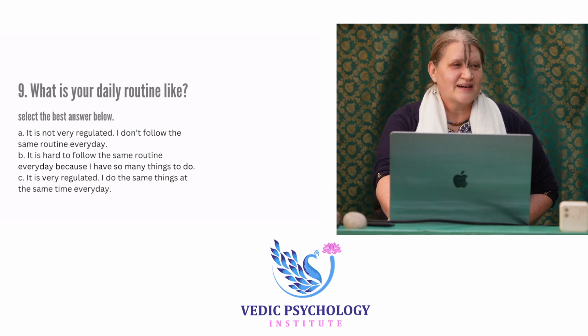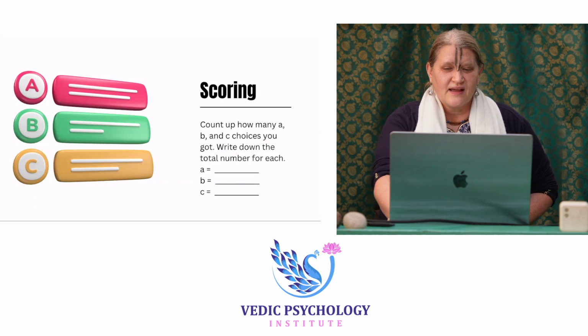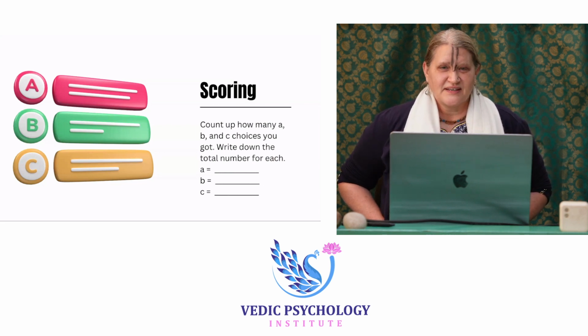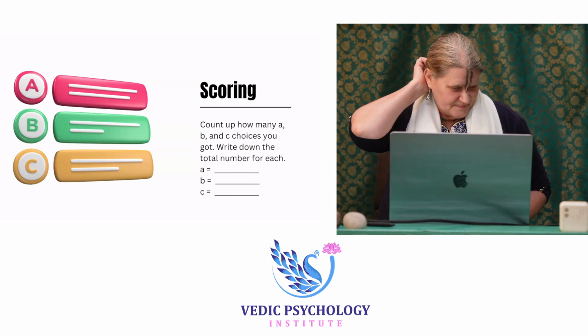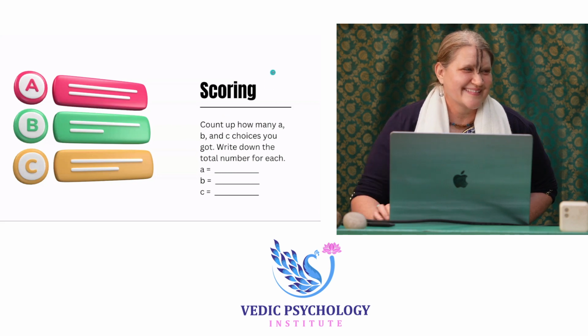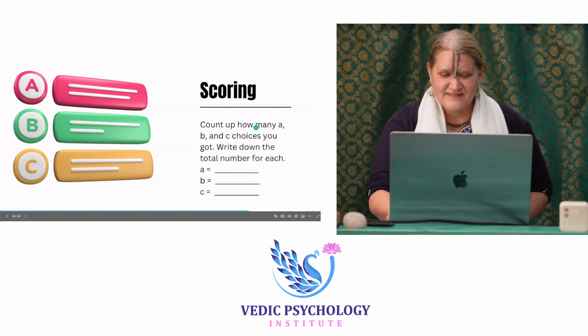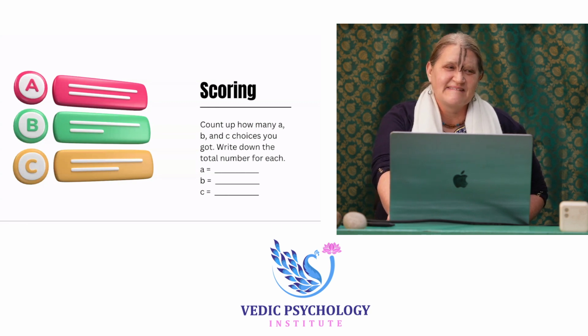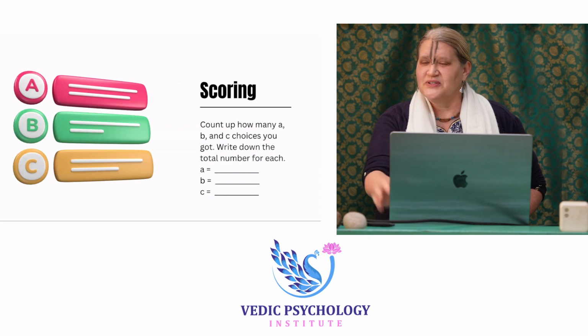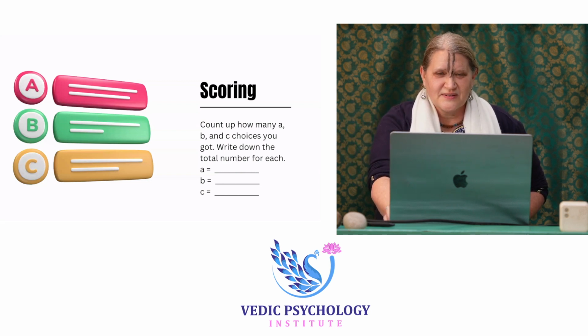Okay? Everybody got their answers down? So now go ahead and add up. How many A's did you get? How many B's did you get? And how many C's did you get? And the total should come to 9 because there's only 9 questions. Everybody got their number? What you got the highest of? Maybe someone's tied with 2, but go ahead and circle the one you've got the highest of, A, B, or C, and then we'll see what that means.